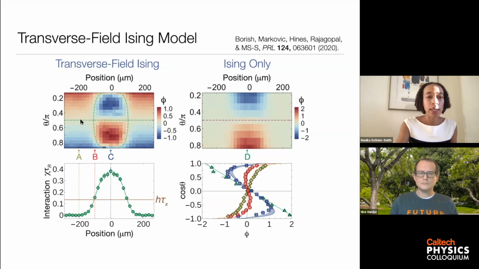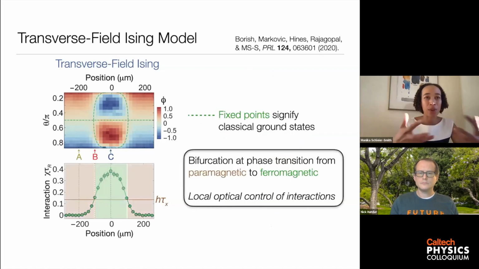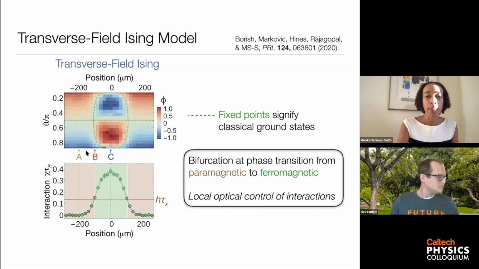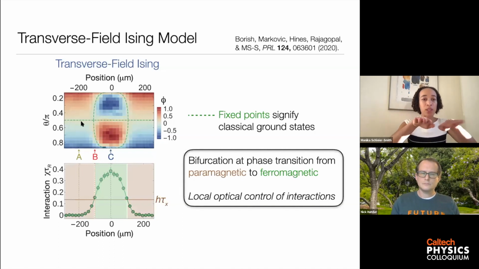In the wings of the cloud, where we have no interactions and only this field, there's a single fixed point, which splits into two new fixed points once you get to some critical interaction strength. We can interpret these fixed points of the dynamics as telling us what the ground states of the system are. This is a signature of having one single ground state with spins aligned along the field in the wings that splits into a ferromagnetic phase where the spins want to align with each other, but could be aligned up or down in this central region where the interactions are strong.